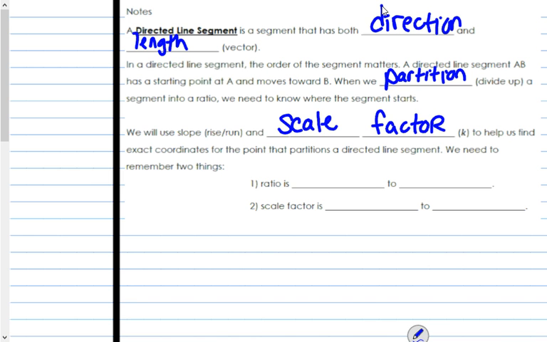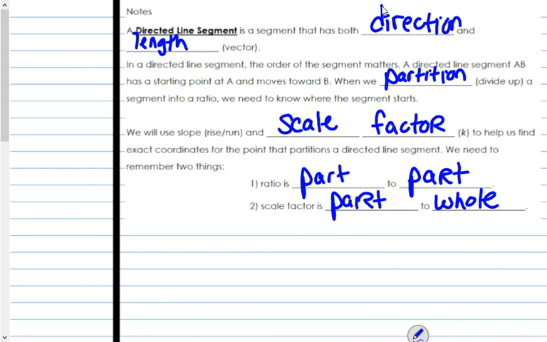To help us find exact coordinates for the point that partitions a directed line segment, we need to remember two things. Ratio means part to part, whereas scale factor means part to whole. You add the parts together to find the whole.